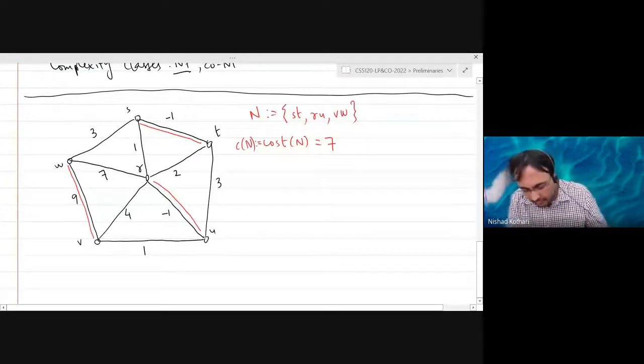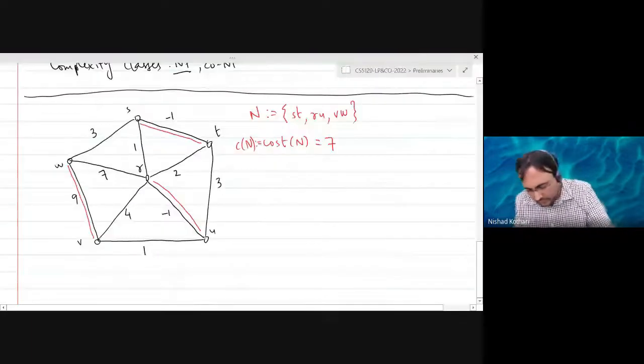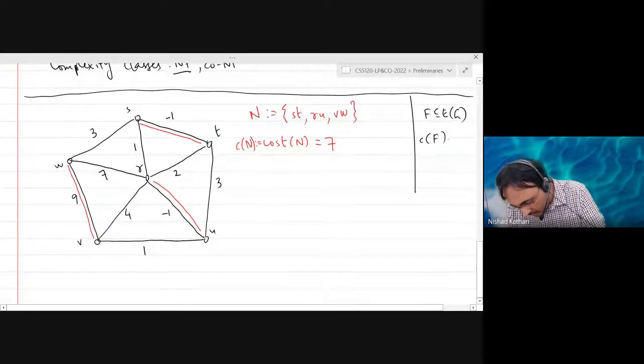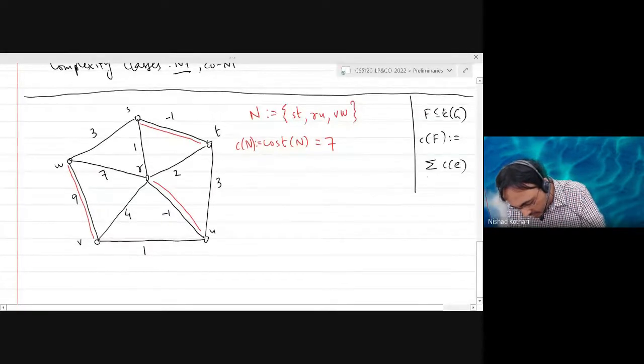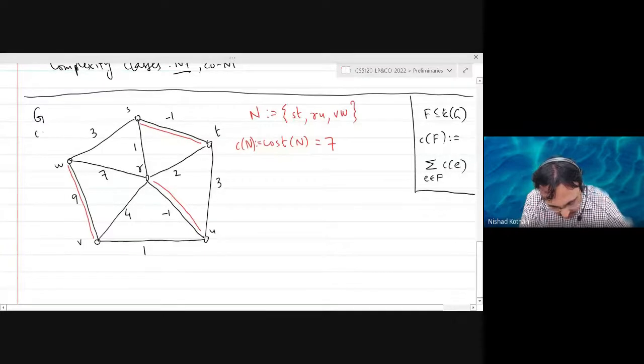And in general, for a subset of the edges, well, mostly we'll be interested in matchings. But if F is a subset of the edge set, C of F is going to be generally the summation of the cost of all edges that belong to the set F. And so this is our graph G, and we are given a cost function, right?